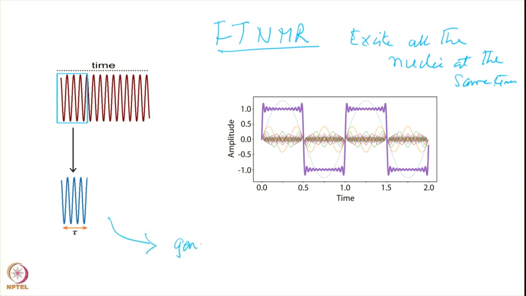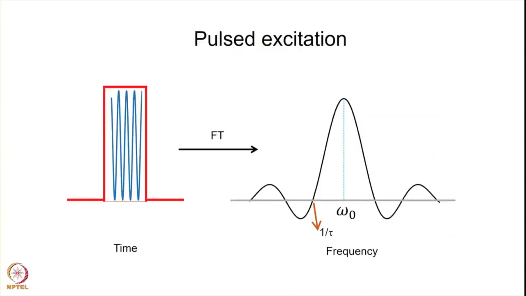It generates a superposition of frequencies, and will they all have similar amplitudes? No, they need not have similar amplitudes. So they will generate with different amplitudes, and that is indicated here. See, if I apply a time domain profile which is looking like this, now it will generate all of these.